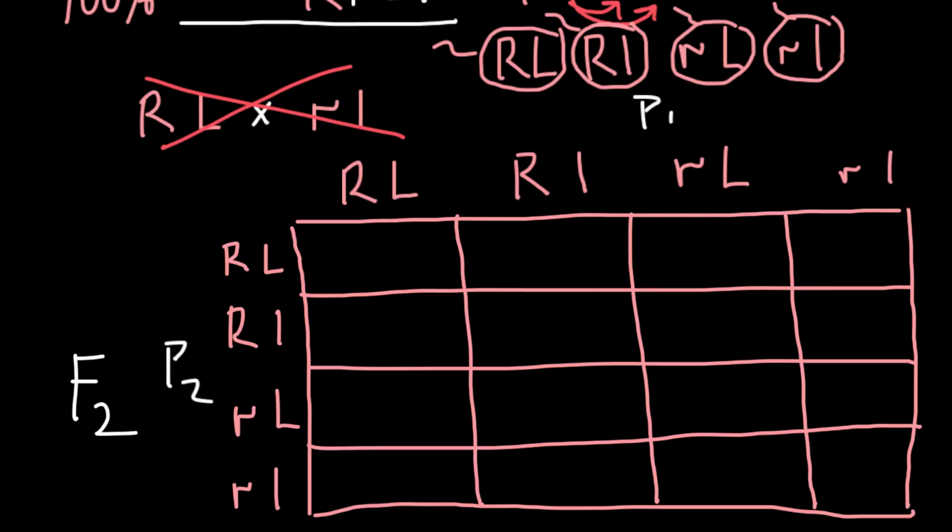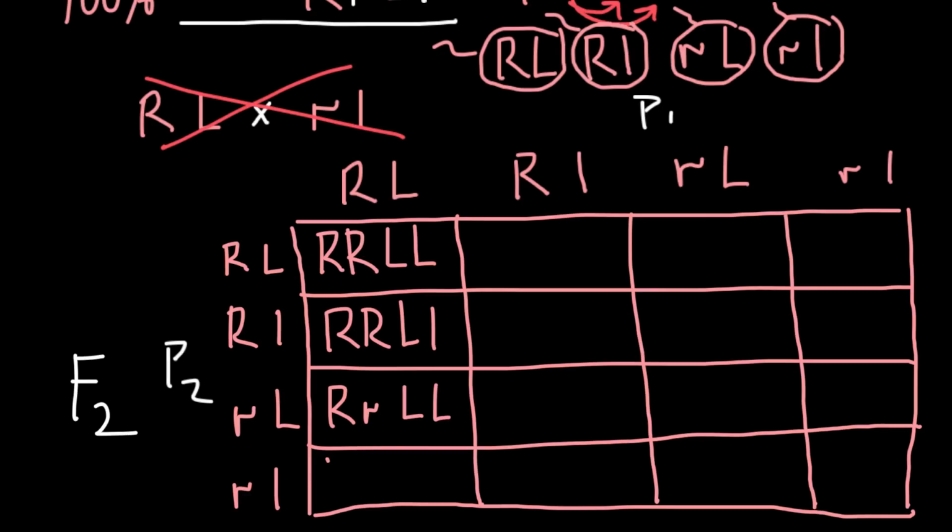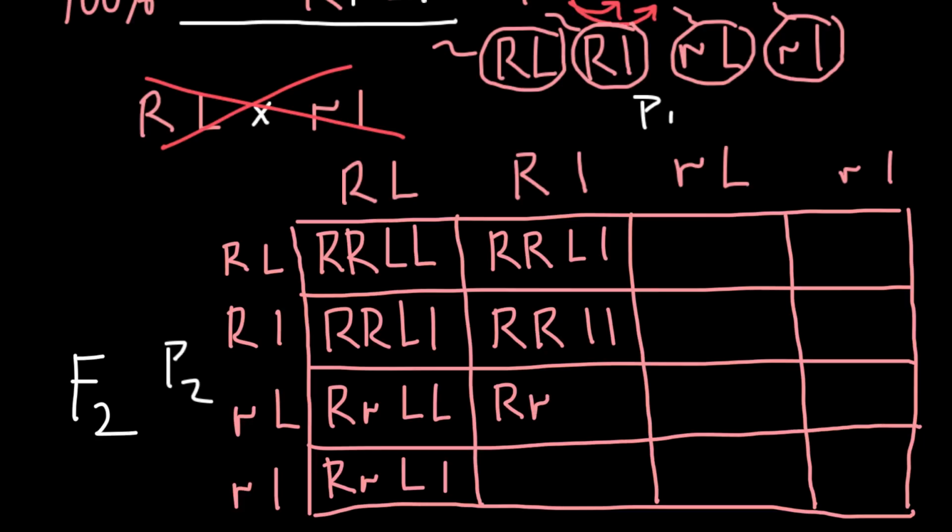So this is going to be the F2 generation. Here we would have capital R, capital R, capital L and capital L, capital R and capital R here, capital L and small l here, capital R, small r, capital L here, capital R, small r and capital L, small l here, capital R here, and capital L, small l here, capital R here, and small l here, capital R, small r here, capital L, small l here, capital R and small r here, and small l here.